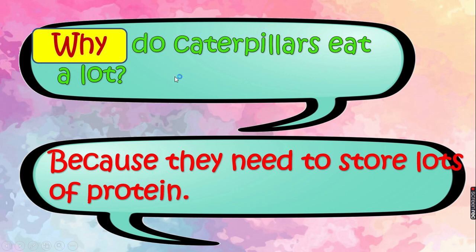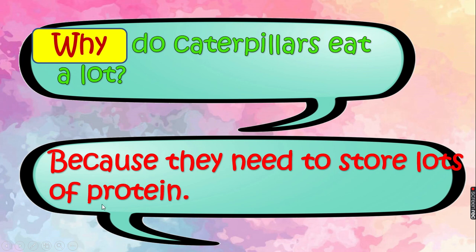We learned from our video yesterday, the life cycle of a butterfly. Why do caterpillars eat a lot? It's because they need to store lots of protein. That's the kind of food they eat, and they're preparing to become a cocoon. And that protein that they store in their body, when they become a butterfly, they also use that same protein. And a part of that protein is also going to be used by eggs. So they're not just storing protein for being a caterpillar.